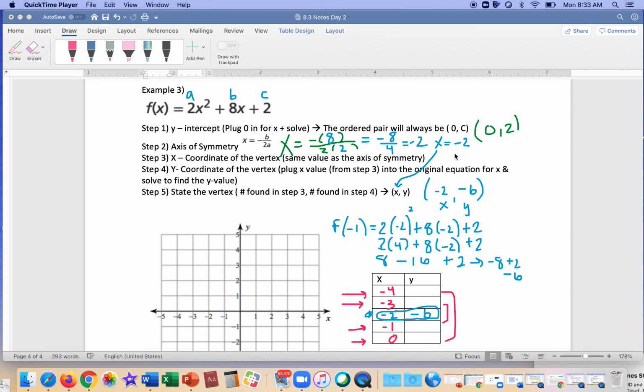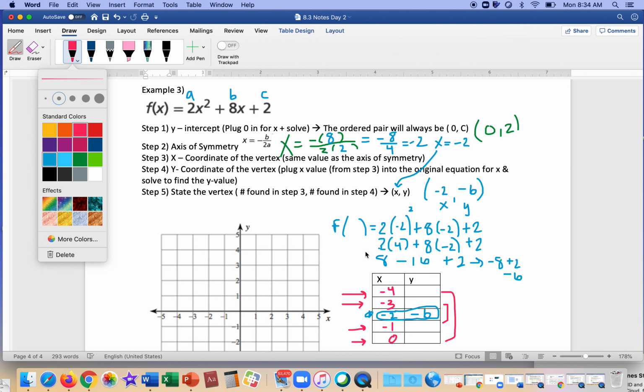Again, we have these from last time, so I'm going quickly. Remember, the x-coordinate of the vertex is the same as the x value for the axis of symmetry because it slices our graph in half. So to find the y-coordinate, we plug that x value into our equation, into our function. And now I'm using function notation.